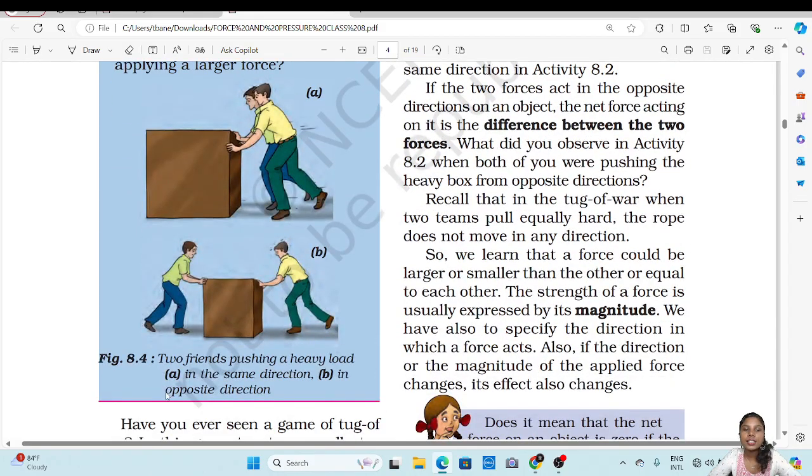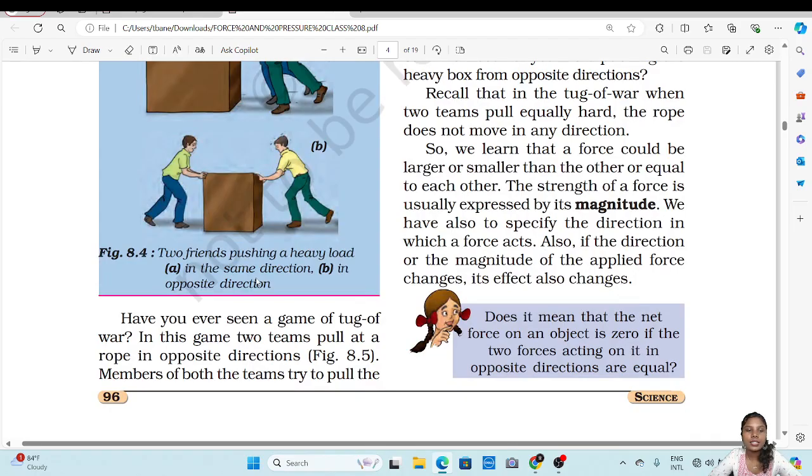Now, in the second scenario, both of them are applying force, the guy in yellow on one side and the guy in green on the other side. Both of them are applying force from opposite directions. Will the box move? No. So there is no movement of the object in this case.